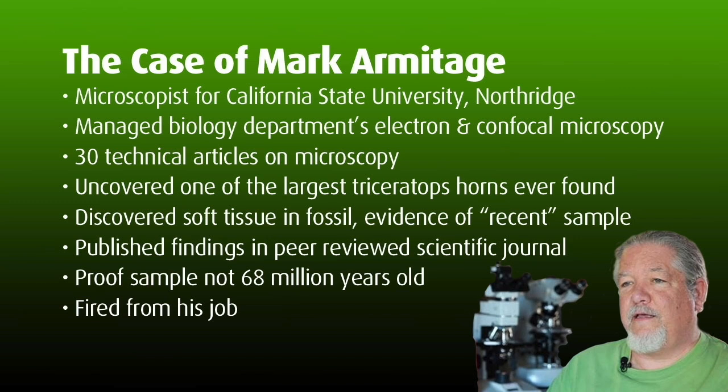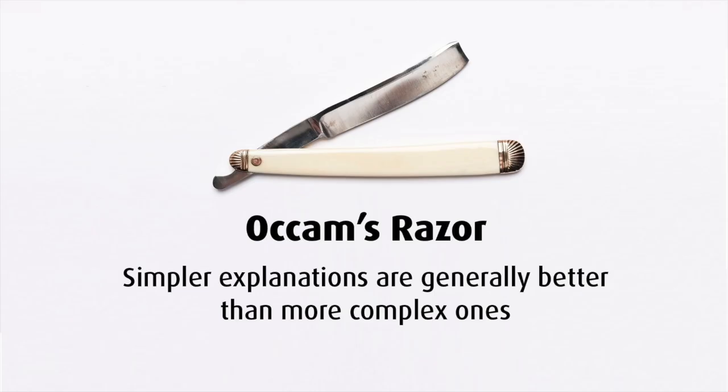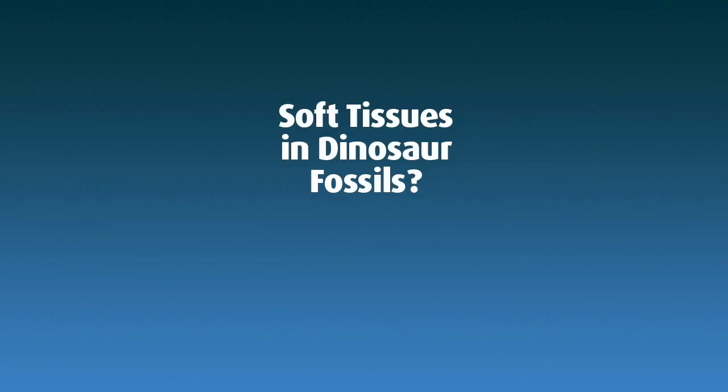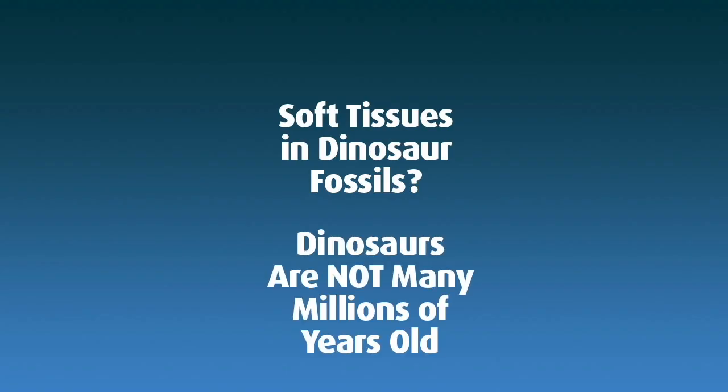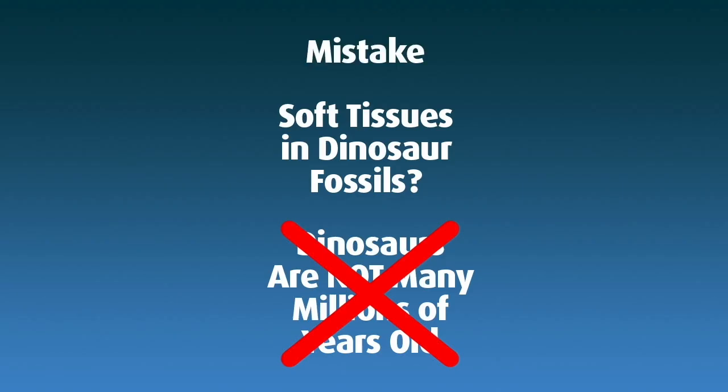The thing that's not allowed is to conclude that maybe these things are not as old as we have said they are. That's just not entertained at all. There is a principle in science philosophy called Occam's razor, and it means that simpler explanations are generally better than more complex ones. So we've got soft tissues in dinosaurs. If you find soft tissues in something, the simple explanation would be dinosaurs are not many millions of years old. But that is absolutely not even considered in the scientific community. That is verboten.